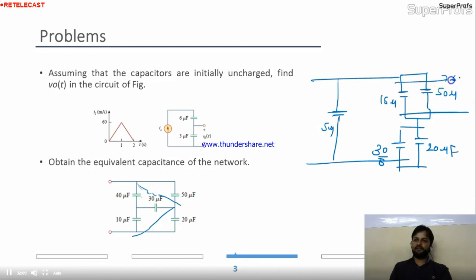So the resultant will be 65. If capacitors are connected in parallel, we can add them. Here also we can add. And then these two are in series combination, so again we apply the formula. Again the parallel combination, and here we can get the C equivalent. I hope this one is also clear to you.